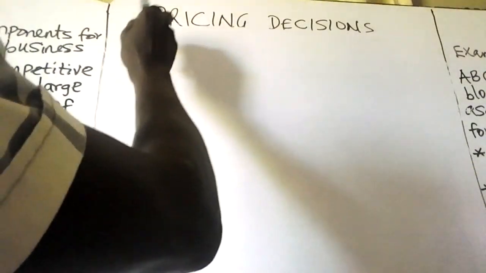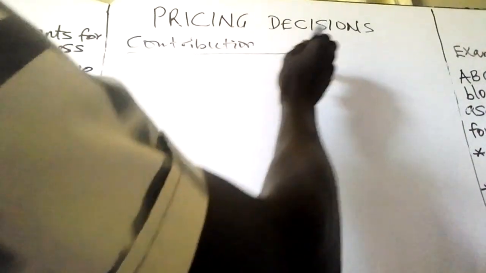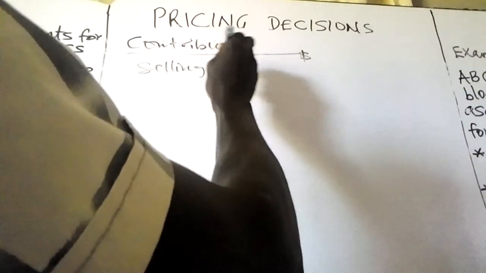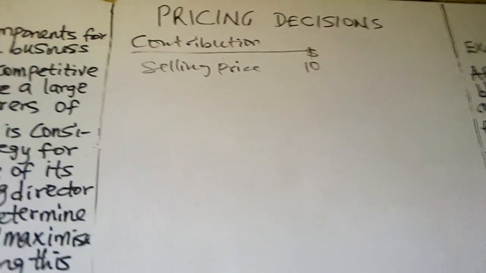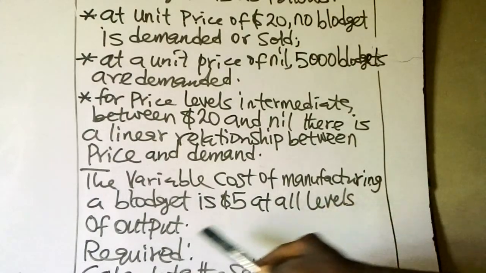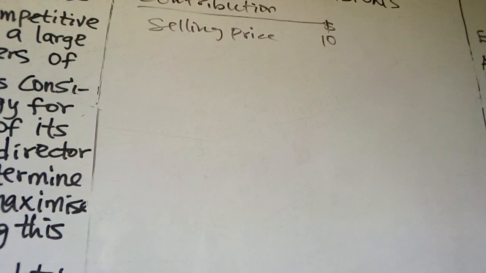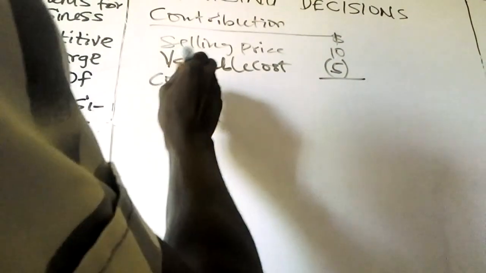So to calculate our contribution now, our selling price is $10 as calculated, less variable cost. And how much is our variable cost per unit? If you go back to the question, the variable cost of manufacturing a blood jet is $5 at all levels of output. So the variable cost is $5 per unit. That means the contribution margin will be 10 minus 5, that is $5.